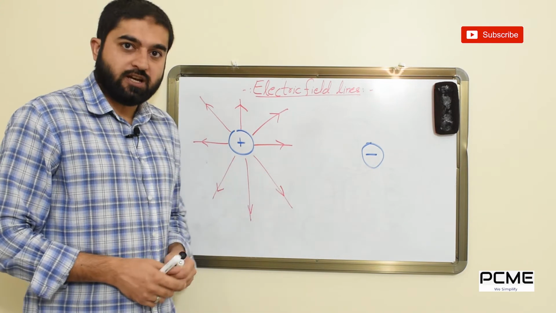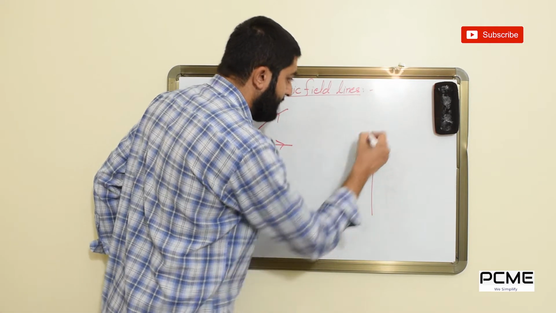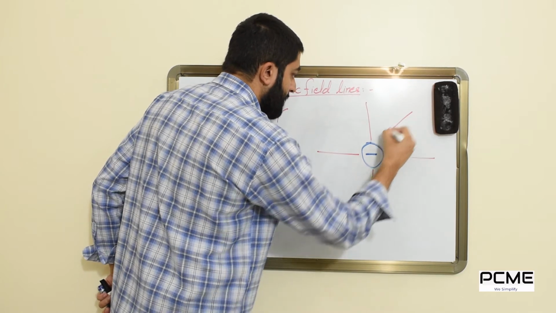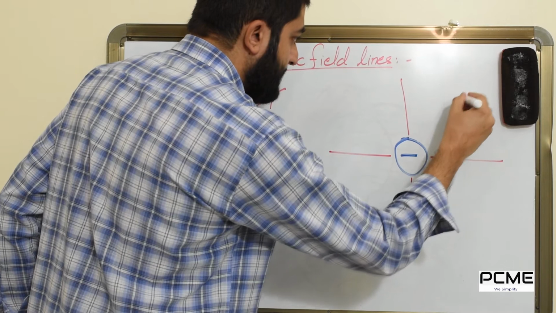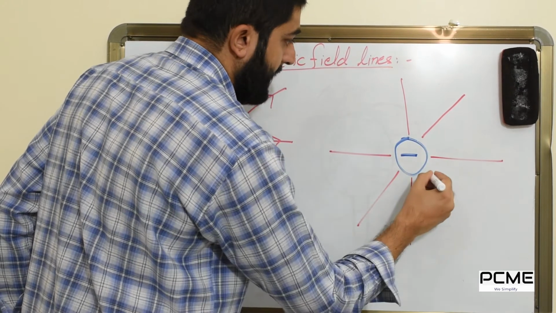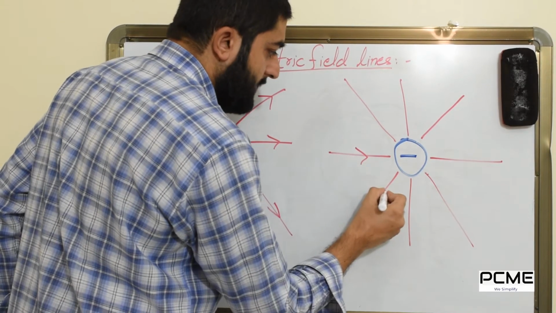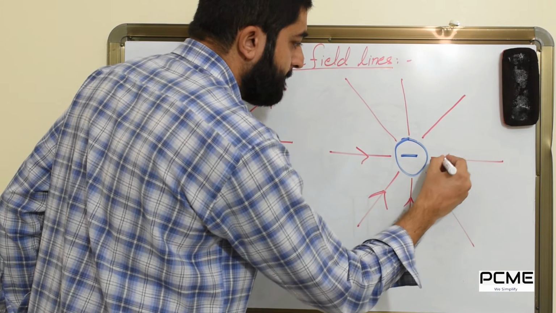For a negatively charged particle, the electric field lines will be represented in the same fashion, radial lines. That's how you will draw. Although the one difference between the positive and the negative charged particle's electric field lines is the direction of the arrows. In this case, the direction of the arrow will be towards the negative charge.